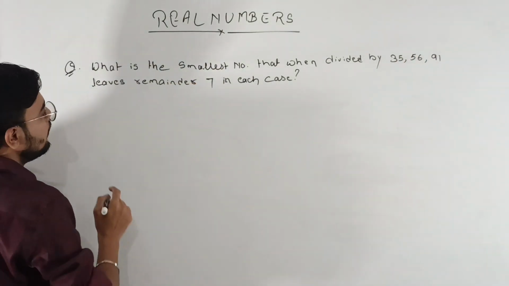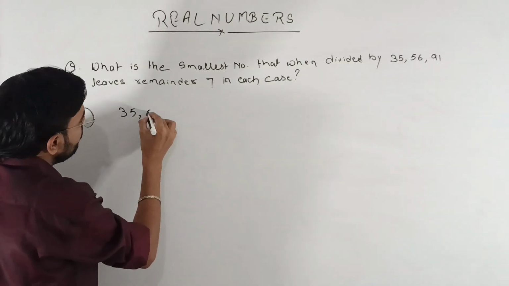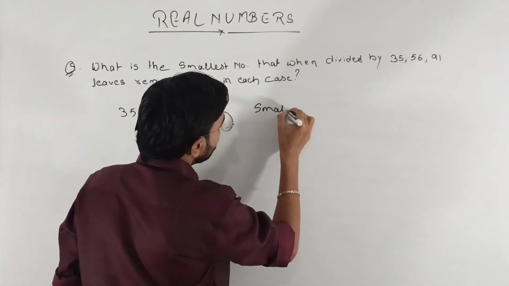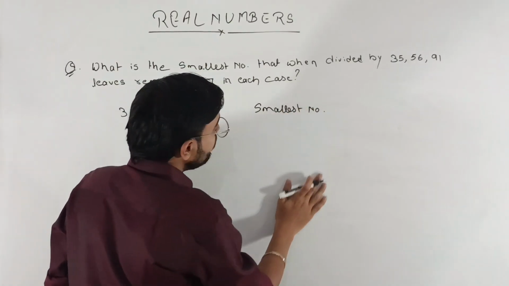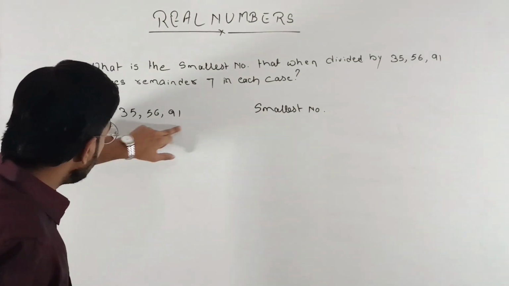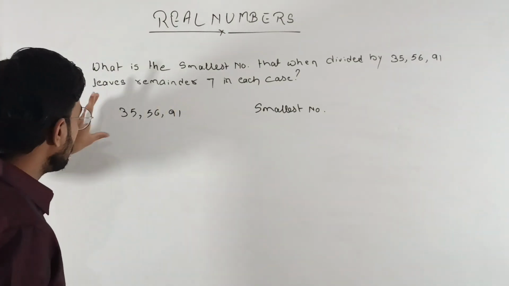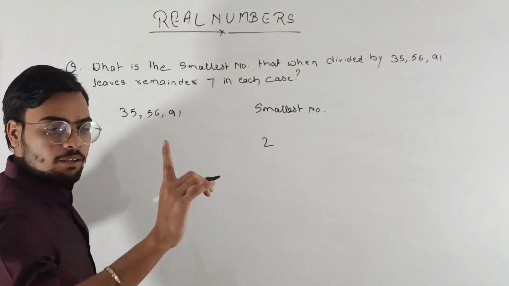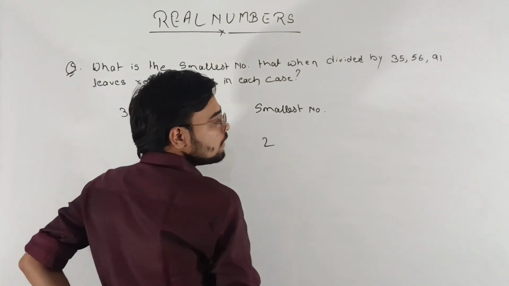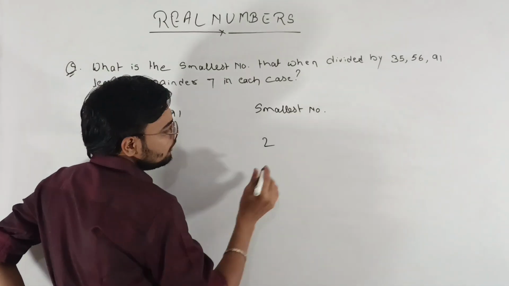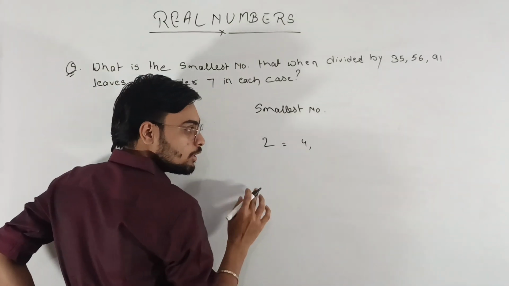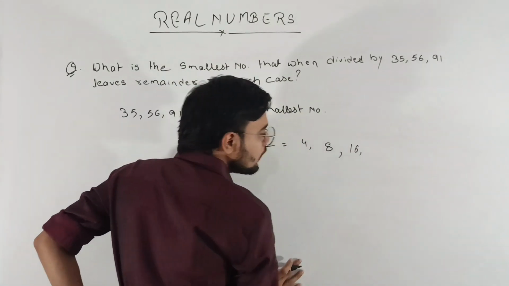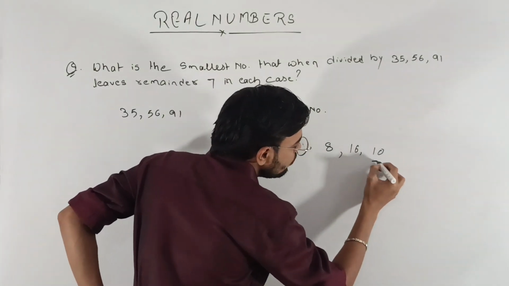Okay. So first write the given data: 35, 56 and 91. Now look for our smallest number. Second step, we have to judge whether this smallest number is greater or smaller than these three. Now suppose there is 2, and you have to write a number which is completely divisible by 2. Then you write 4, which is completely divisible by 2. 8 is also completely divisible by 2. 16 and 10 are also completely divisible by 2.